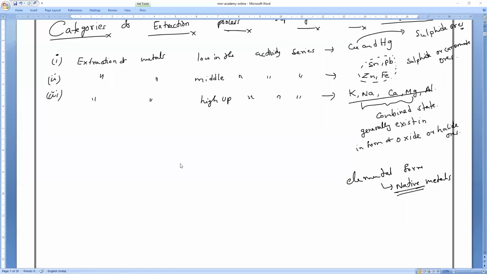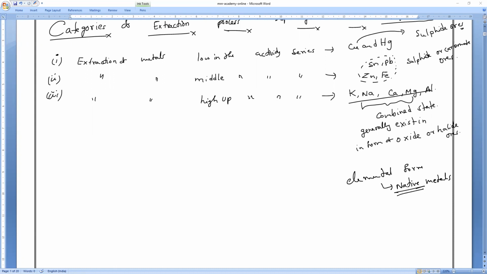Let us start with the extraction of metals low in the activity series. I'll take two examples, copper and mercury. Copper and mercury metals generally exist in the form of what? Check your tabular column and tell me. Speak loudly, guys. They exist in the form of what?